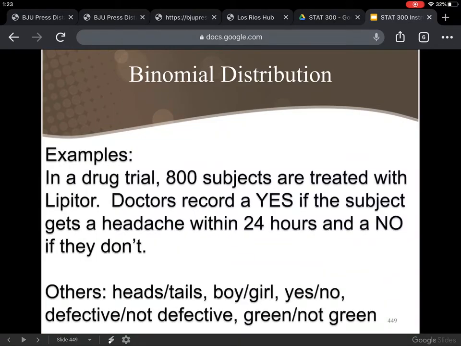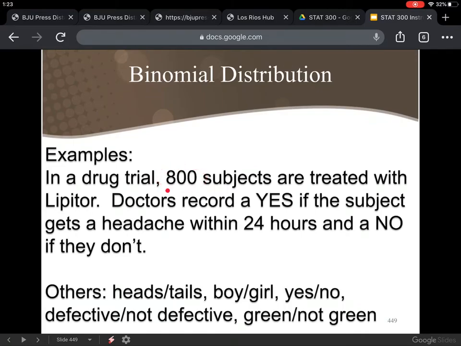Okay, let's talk about examples and see if we can spot these to be binomial or not binomial. Here's the first example. In a drug trial, 800 subjects are treated with Lipitor. Doctors record a yes if the subject gets a headache within 24 hours and no if they don't. Well, let's go through it. F, finite amount of trials. Is there a finite amount of trials? Yes, there's 800 subjects, right? I stands for, are the trials independent?